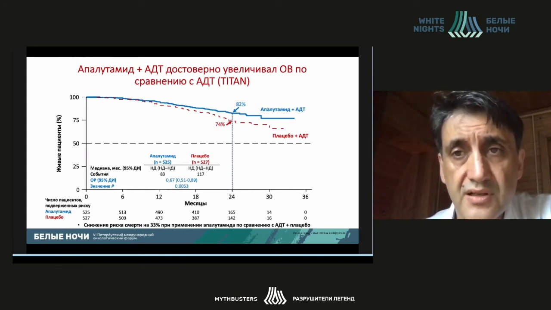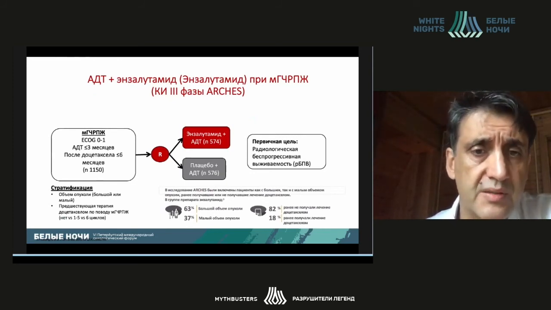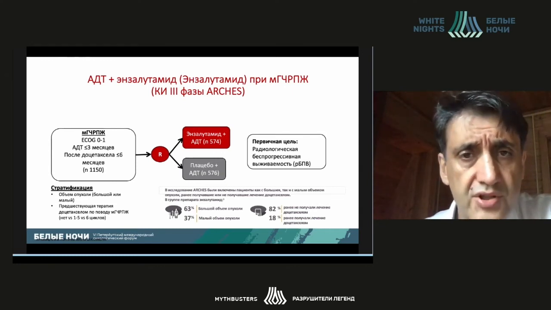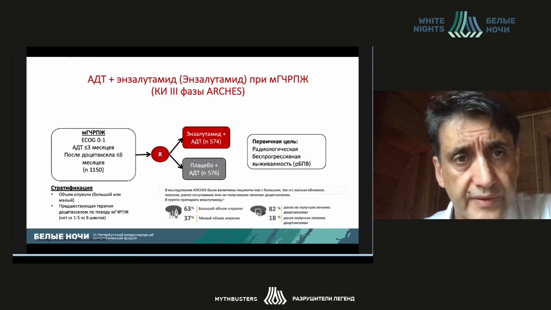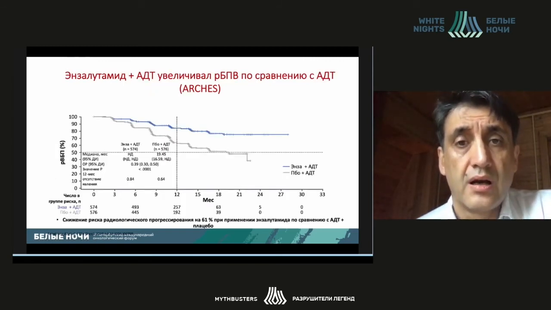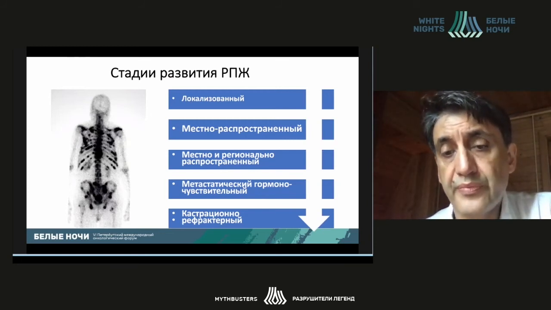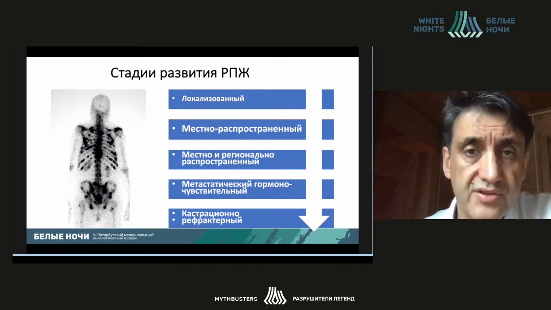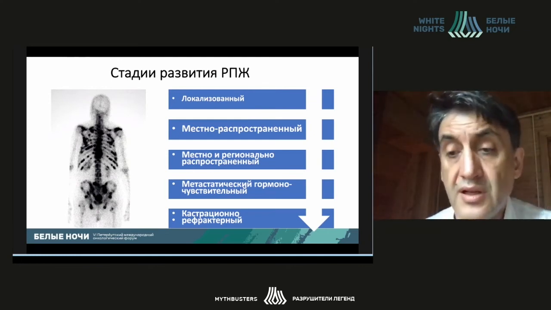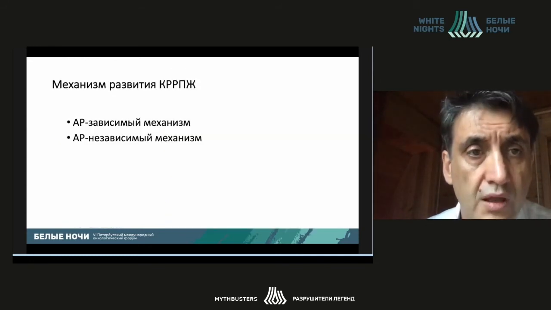in terms of overall survival when we had a combination of apalutamide with antiandrogens. And you see the reliable divergence of the curves of overall survival. The combination with enzalutamide also showed a significant increase of overall survival in patients who received that combination after diagnosing hormone-sensitive prostate cancer. However, unfortunately, hormone-sensitive prostate cancer sooner or later passes into castration-refractory prostate cancer, and the patients are not responding even to effective combined therapy.